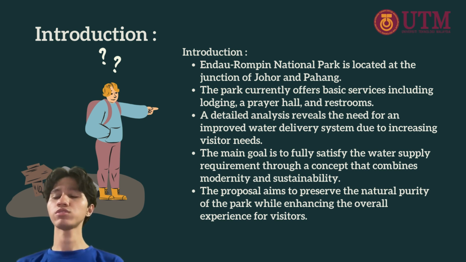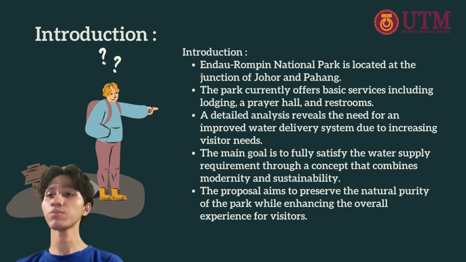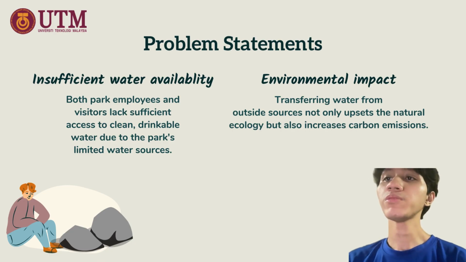So the introduction for this proposal, basically Endau-Rompin National Park is located at the junction of Johor and Pahang, and the park currently offers basic services including lodging, a prayer hall and restroom. So these services require a lot of water supply. A detailed analysis reveals that there is a need for an improved water delivery system due to the increasing visitor needs. So the main goal of this proposal is to fully satisfy the water supply requirement through a concept that combines modernity and sustainability. Hence, the proposal aims to preserve the natural purity of the park while enhancing the overall experience for visitors.